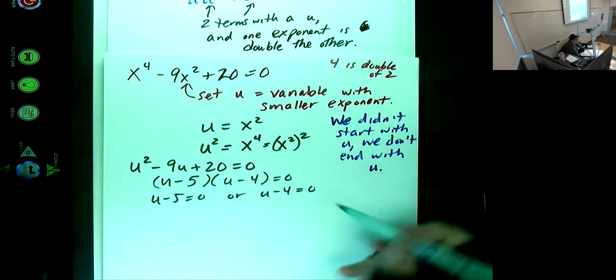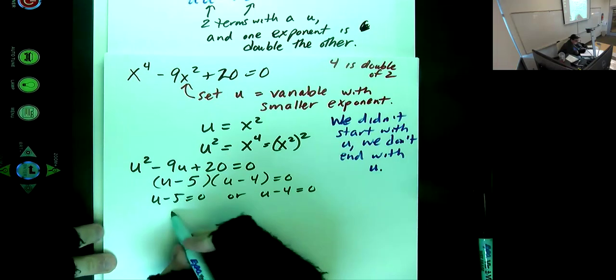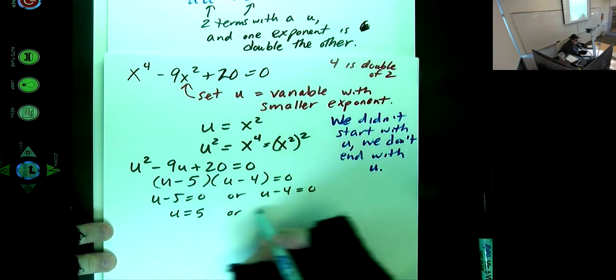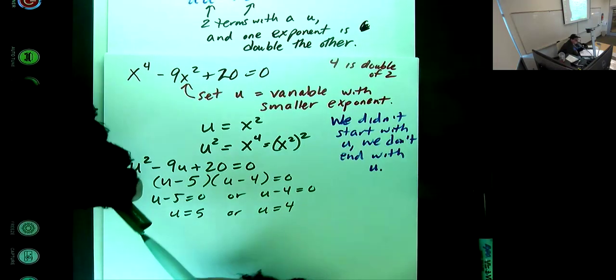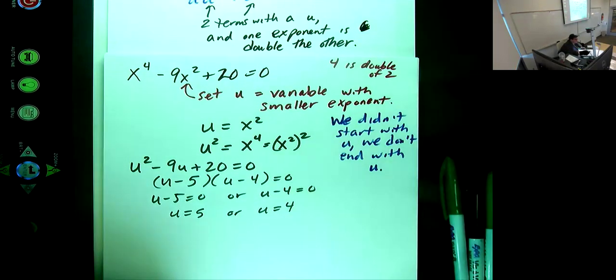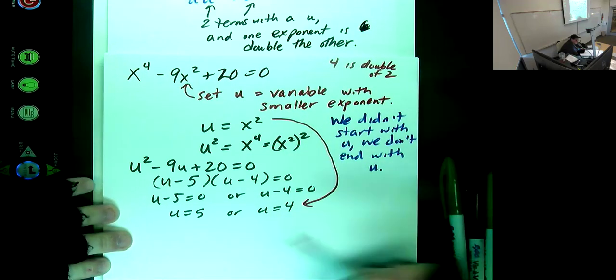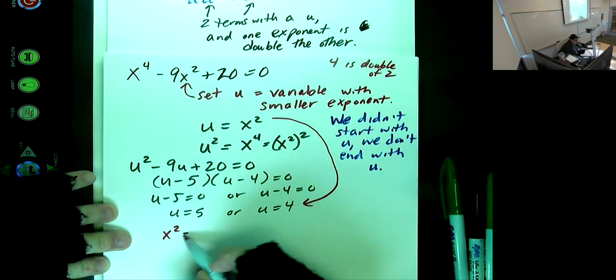Once you get to this point, you can substitute in if you want, or you can solve for u. u equals 5, or u equals 4. But we didn't start with u. We didn't end with u. It ain't about you. It's about x squared.